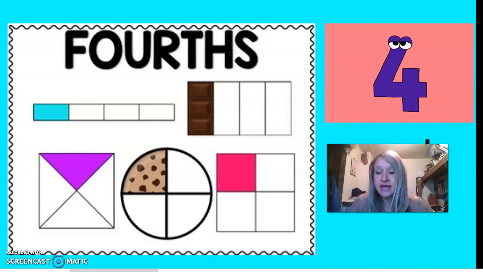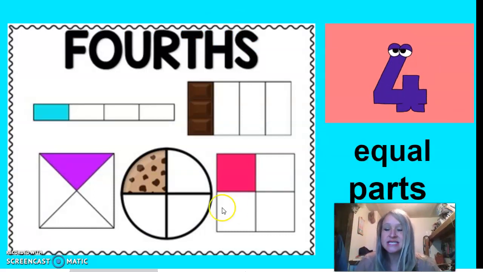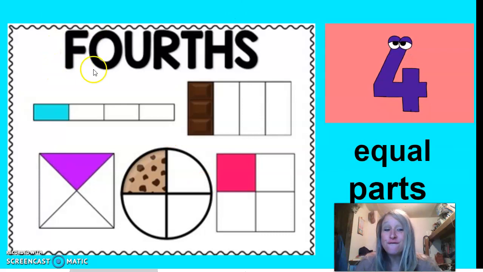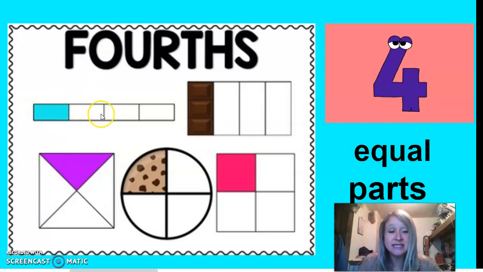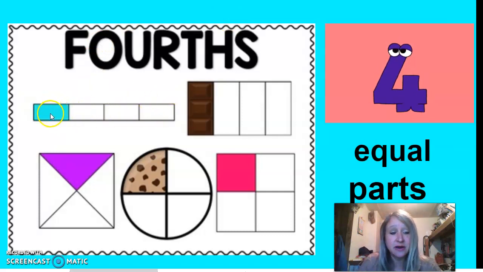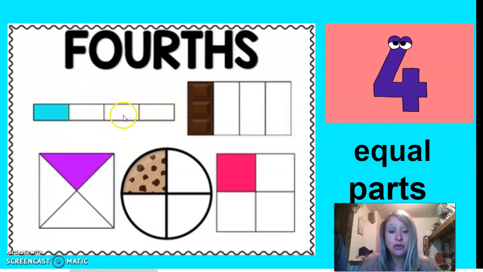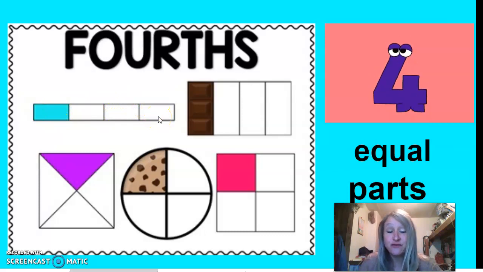Our new word today is fourths. Say fourths. That is a hard word to say. Fourths. Fourths means there are 4 equal parts. Each piece is the same size. How many pieces are there? 1, 2, 3, 4. There's 4 pieces, and all 4 are the same size.